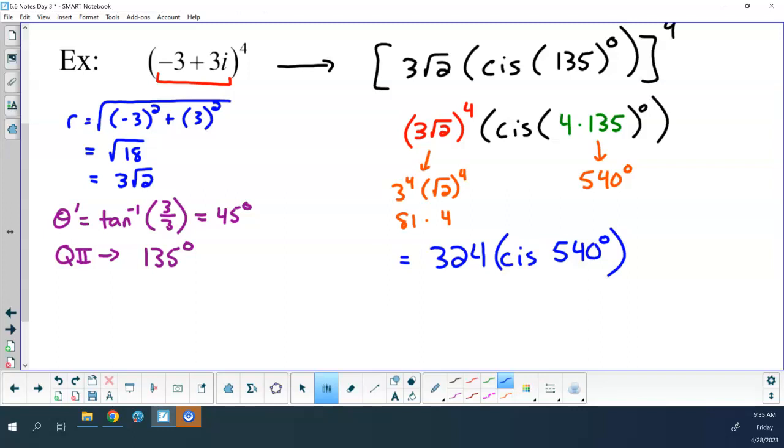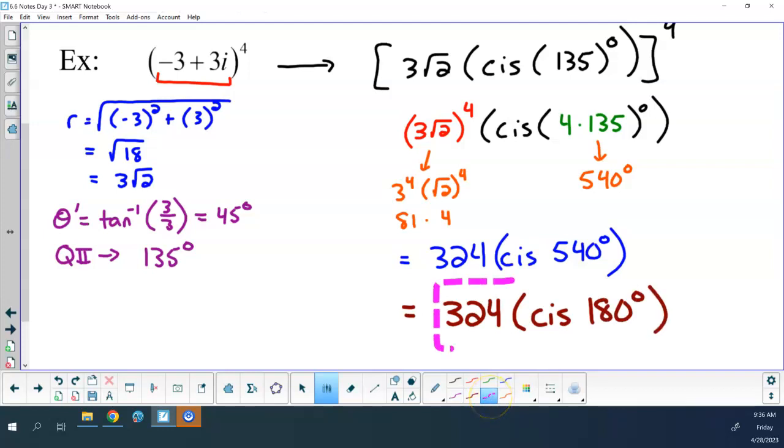540 is not in my first lap, right? So how do I get it back into my first lap? Subtract 360, 540 minus 360, 180. So the answer here would be 324 CIS 180. And then from there, if we needed to put it in standard form, it would be negative 324 plus 0i. If we needed to put it in ordered pair form, it would be negative 324 comma 0. And we can go with that. Okay?